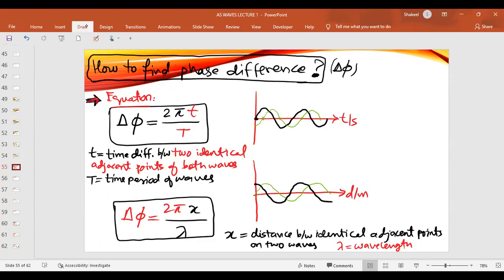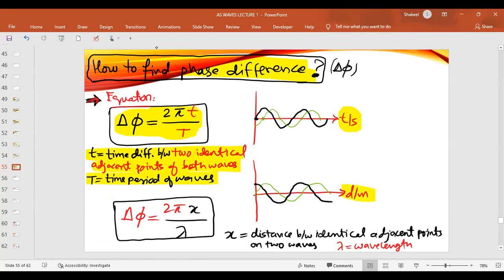Okay, how to find the phase difference? Previously, I told you just a simple example. Now I'm telling you the whole method. What is the equation that you can use? Phase difference is 2 pi small t over capital T when x-axis is time, where small t is the time difference between two identical adjacent points of both waves, and capital T is the time period of the wave.